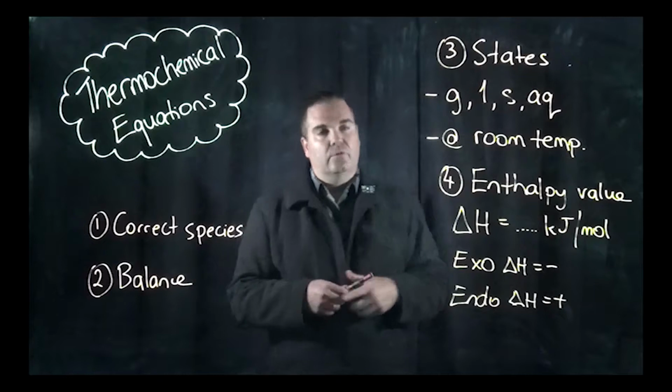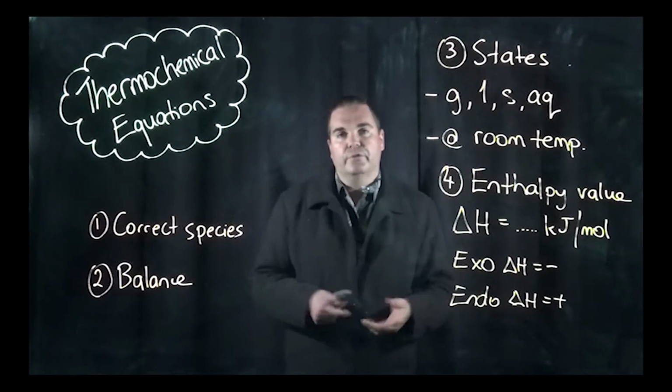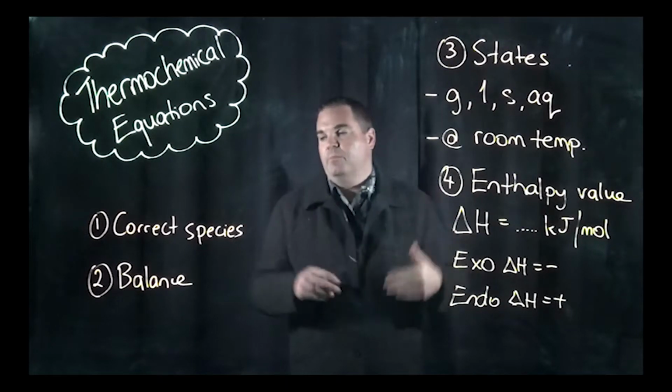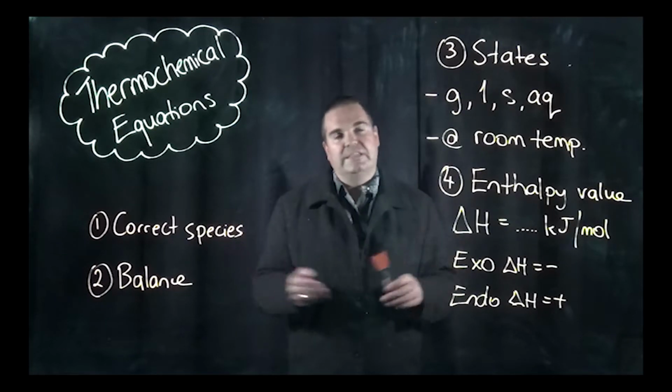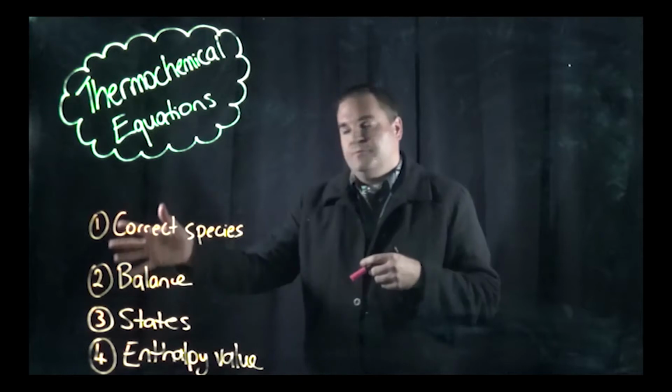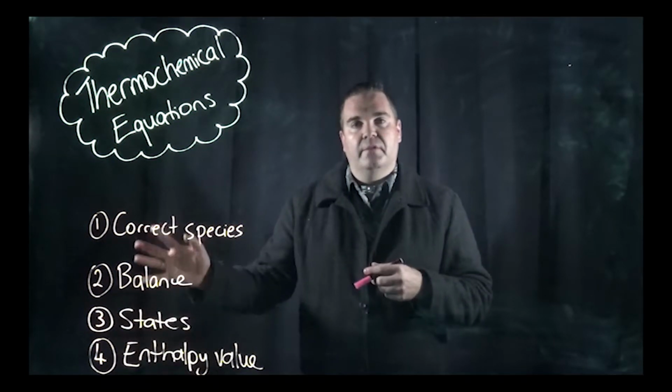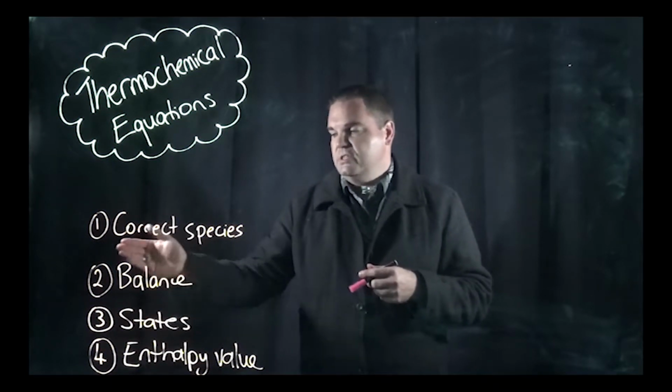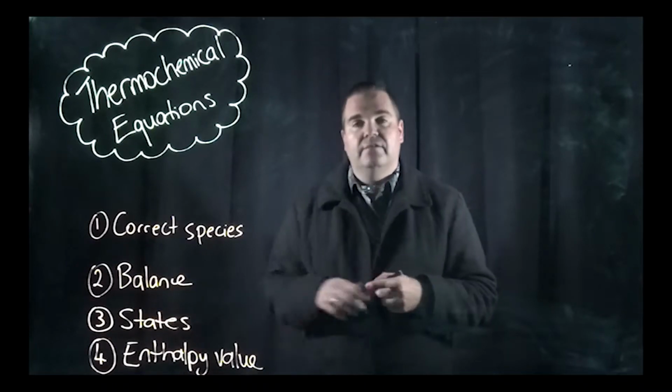So what I'm going to do is quickly show you two different thermochemical equations, show you how we put each of those four laws in together, and then that'll be the end of the video. I've got those four laws over here, so you can remember them as we go through. So: correct species, we need to balance it, we need to have the states, and we need to have the enthalpy value.